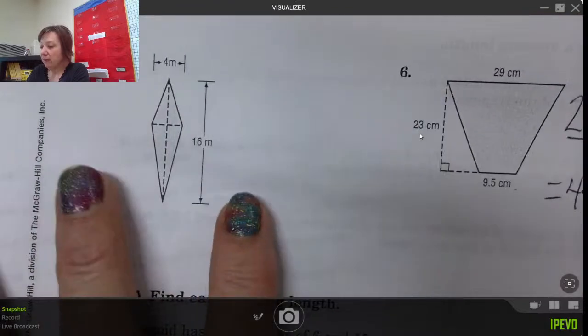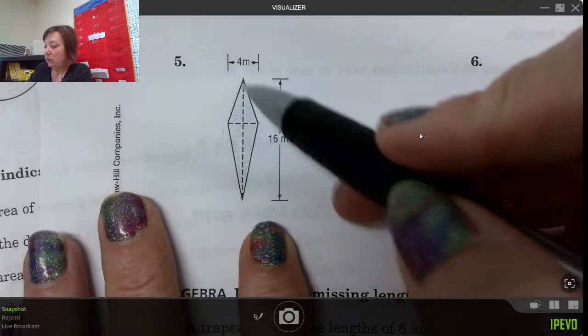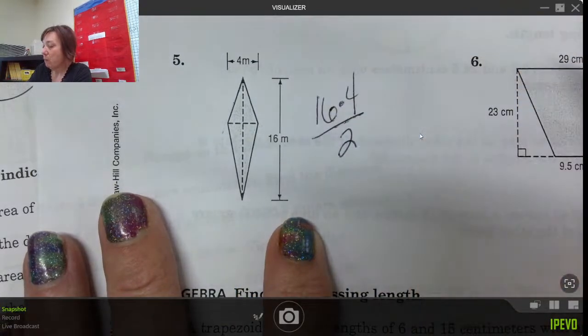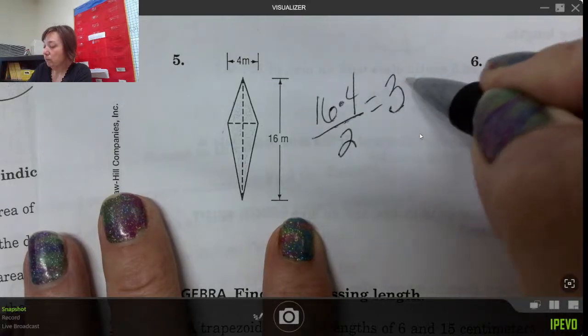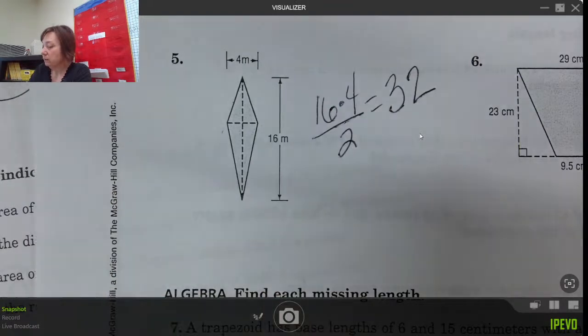Okay, so number 5. We have a kite, right? So we're going to do 16 times 4, divide by 2. Y'all see how simple that is?